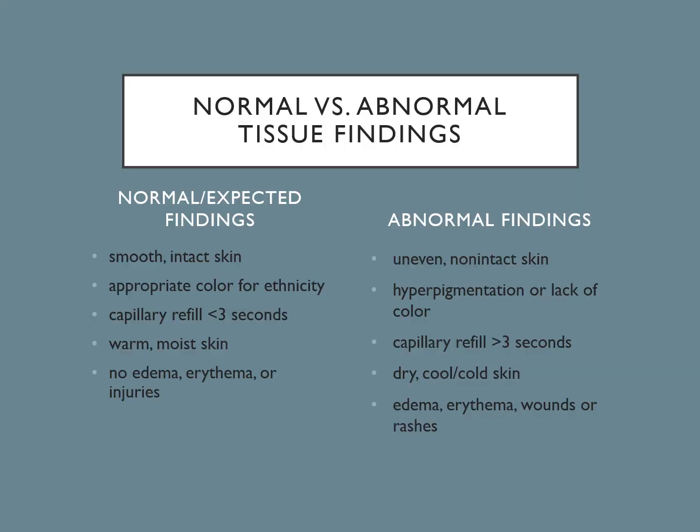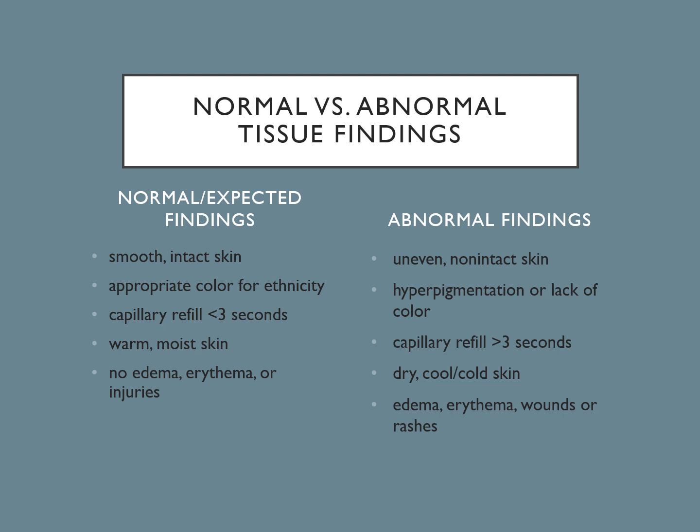Normal versus abnormal tissue findings. A normal or expected finding would be smooth, intact skin, appropriate color for ethnicity, capillary refill of less than 3 seconds or right at 3 seconds, warm, moist skin. By moist, I don't mean wet. I mean like probably how all your skin is right now, where it's not dry, it's not flaky, it's just nice and moist. We don't want to see any edema, no erythema or redness, no injuries.